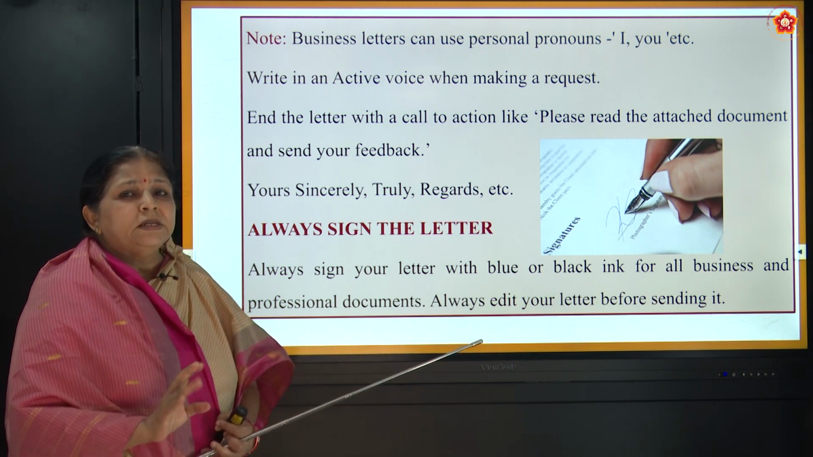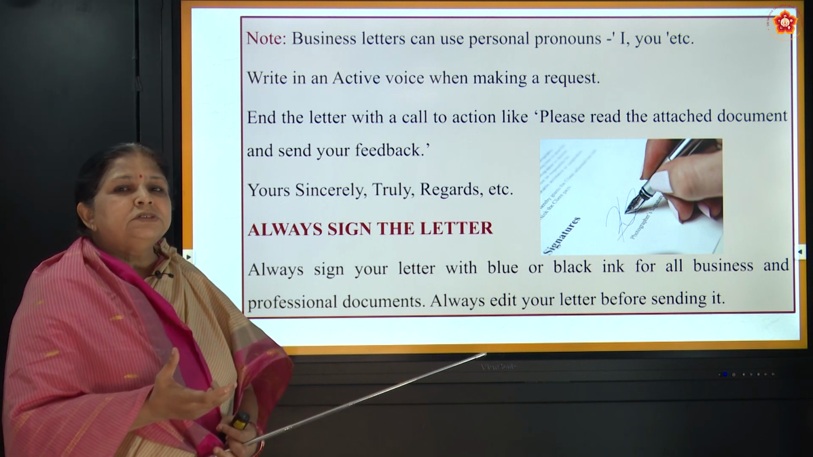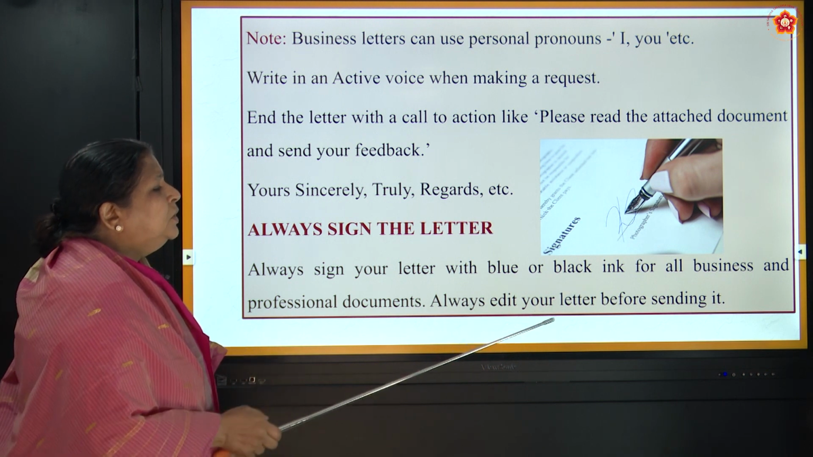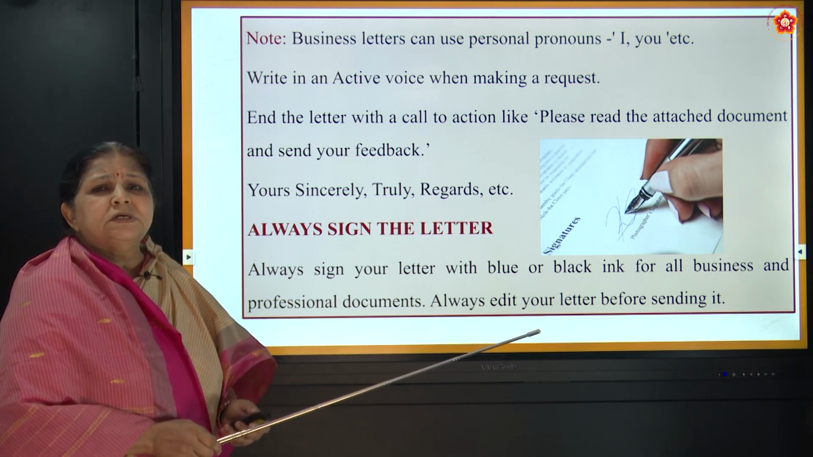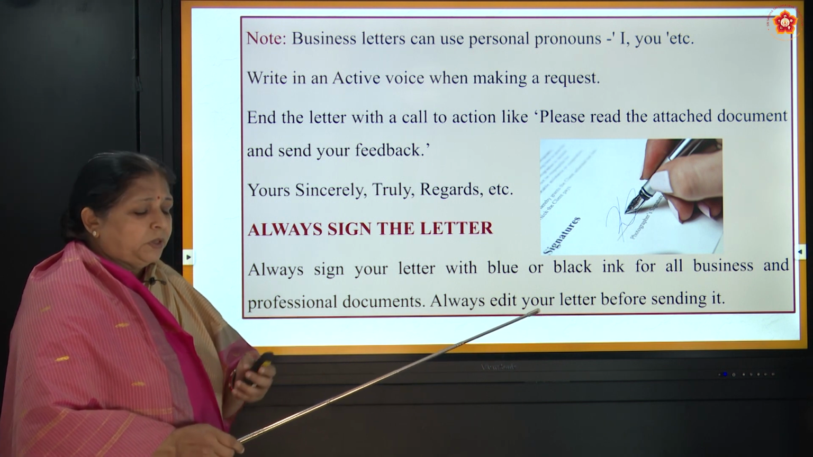So when we are writing, we make some mistakes, right? So always read it again. Take 2 minutes of your time and read it again and then send it. Letters written with many spelling mistakes will not be liked, and the person receiving it will not be very happy.